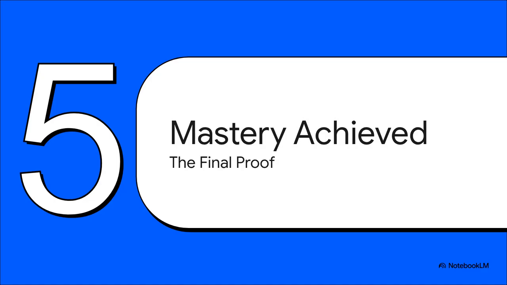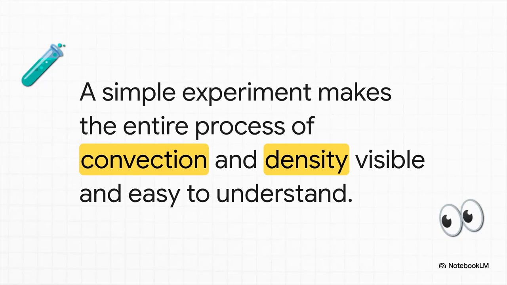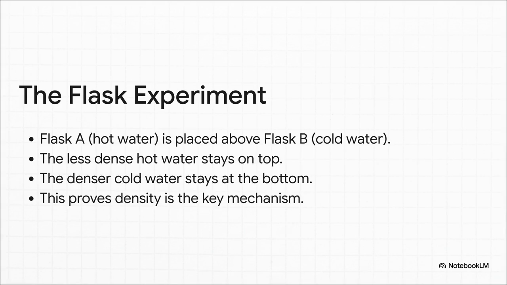We've seen the rule, we've solved the case files. Now let's look at one final, really simple experiment that makes this entire principle of density crystal clear. This little experiment makes the whole process visible, and it shows us exactly why density is the key that unlocks everything about convection. Okay, picture this. You take a flask of hot, red-colored water, and you carefully place it right on top of a flask of cold, clear water. You might expect them to mix all up, right?